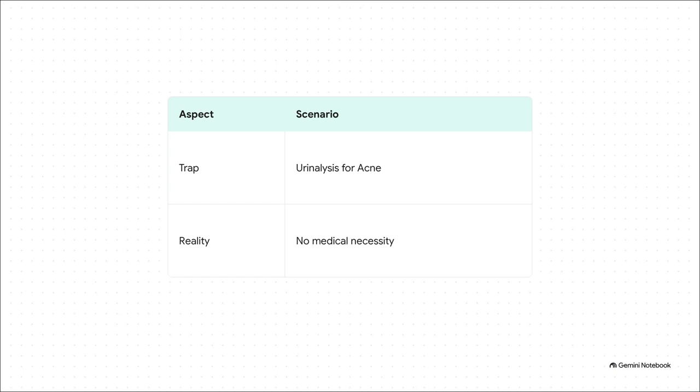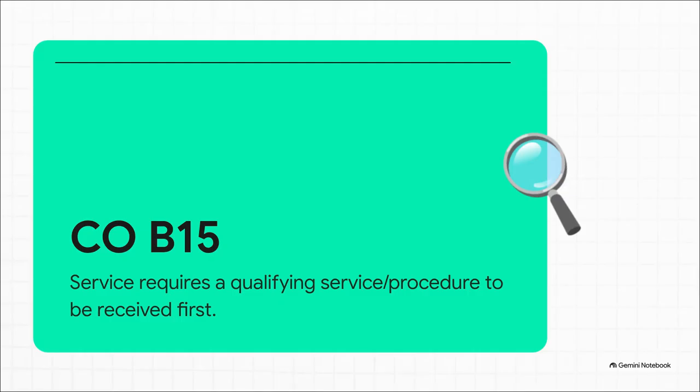Here's the trap. A facility bills CPT 81002, a standard urinalysis, but they link it solely to the diagnosis L70.0, which is acne. The reality? The payer's system flags this instantly. Why? Because there are absolutely no documented urinary symptoms or relevant medical history to support the necessity for a urinalysis when treating standard acne. The clinical story on the claim form is basically speaking two different languages, and that results in a swift denial.